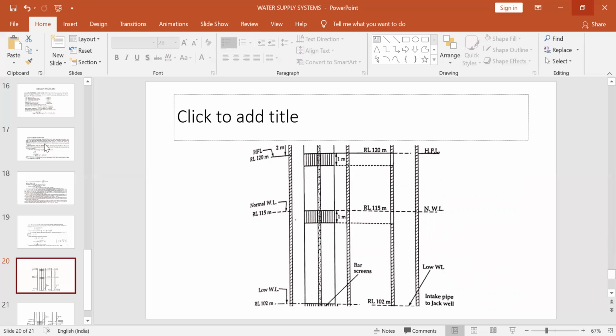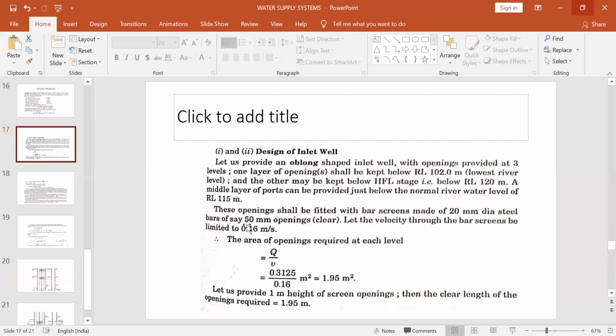Now for this design, you are taking the diameter of each of these bars as 50 mm, and at a center of 20 mm the steel bars are used, or iron bars also you can use, and they are having a clear opening of 50 mm. That is the center to center distance of each of these iron bars or steel bars is 50 mm.